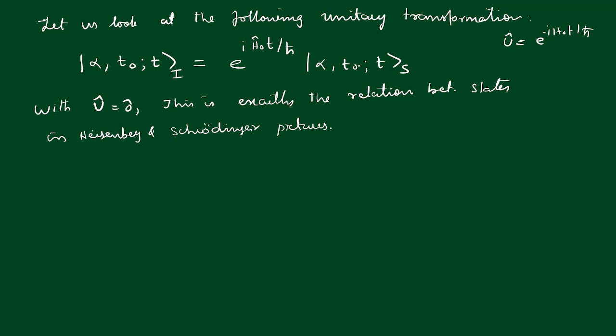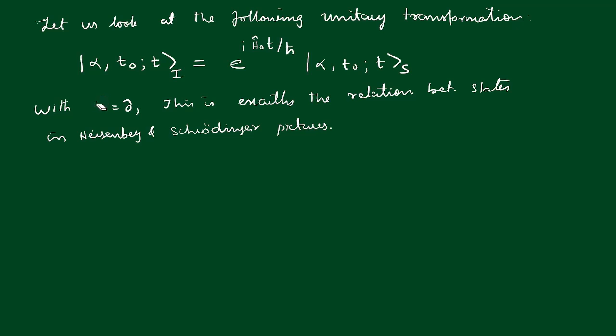This actually is taking the state backward in time, because the Schrodinger state has evolved in time. In the Schrodinger picture, what we do is that we are taking it back in time using this unitary operator. So this is a ket which does not depend on time when V is equal to 0.